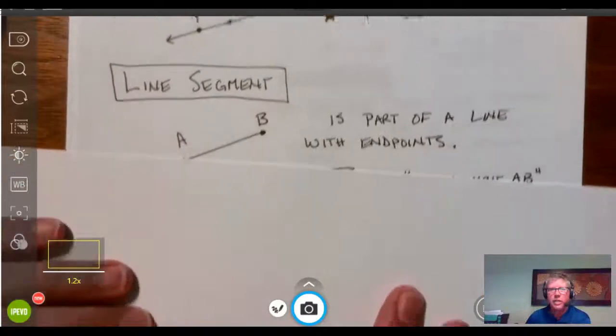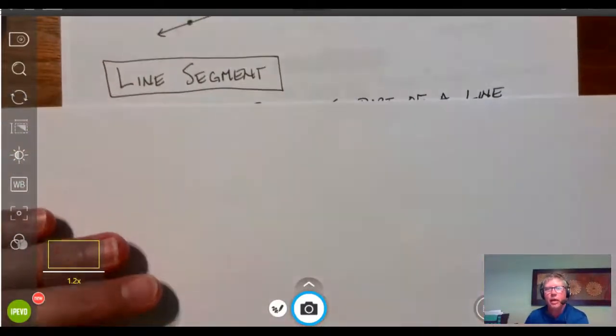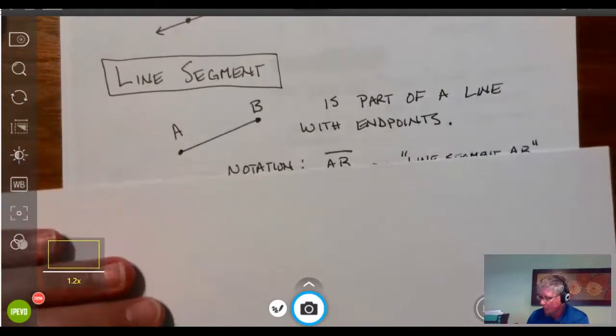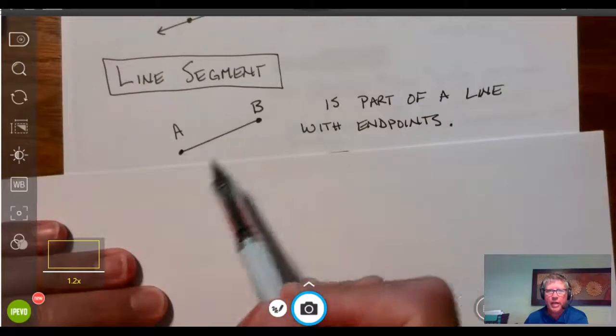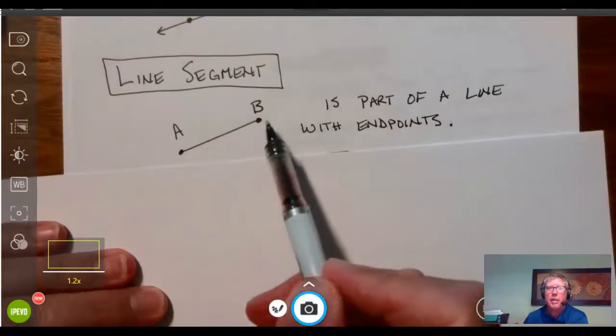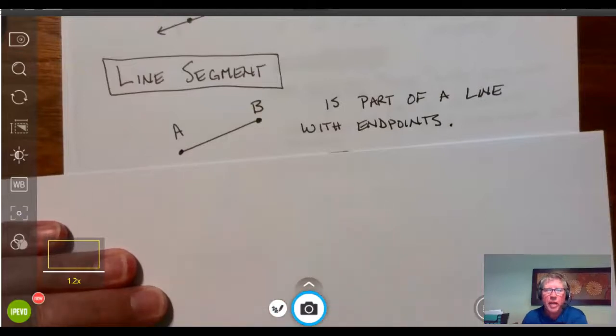All right, line segments. That's what we'll be talking about a lot today. Here is a live line segment. Notice that the line is drawn right here, but it ends. It does not go in either direction. So A and B are called endpoints, and that's pretty important.